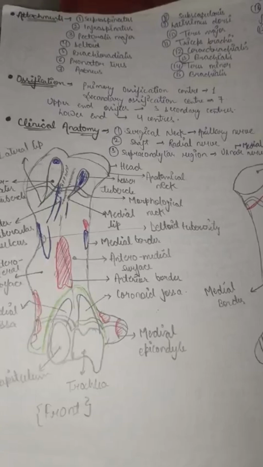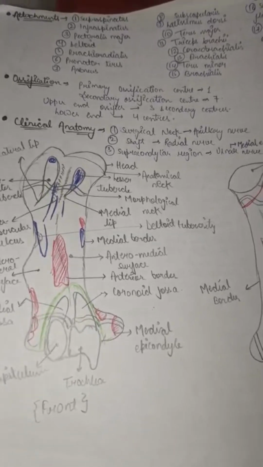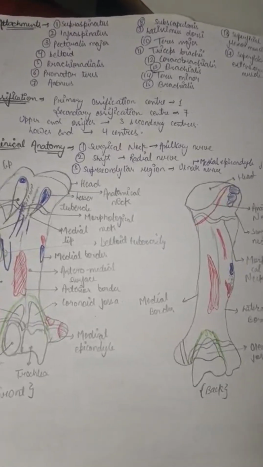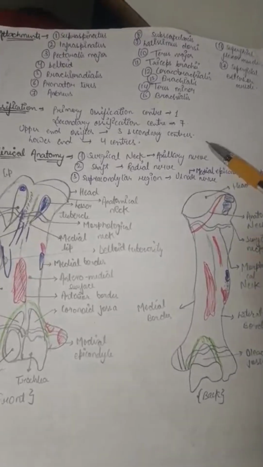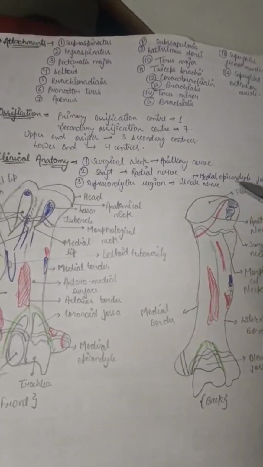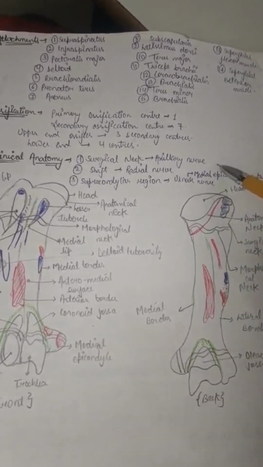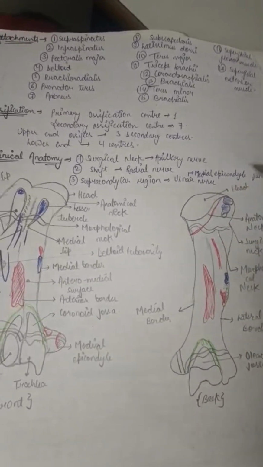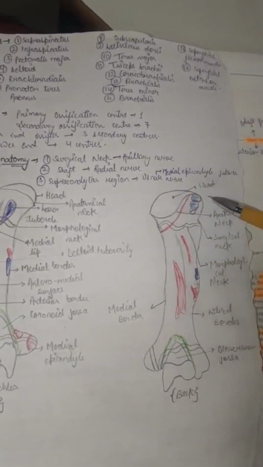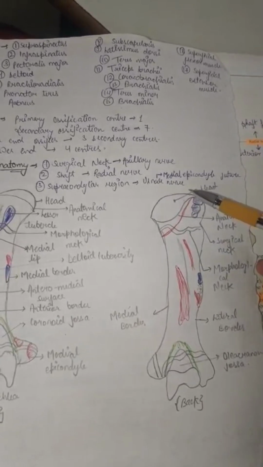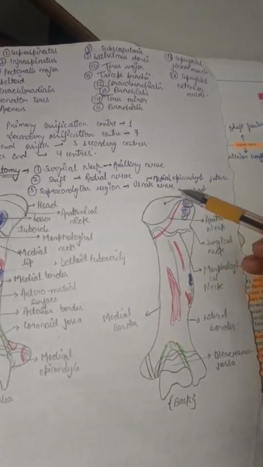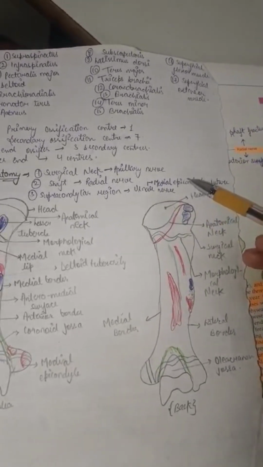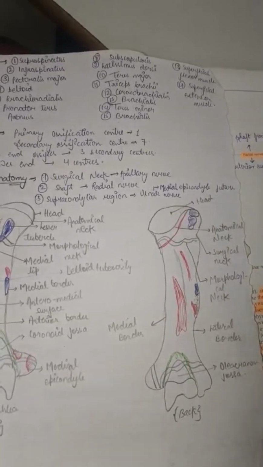Now we have the clinical anatomy of the humerus. The common sites of fractures of the humerus are the surgical neck, shaft, and supracondylar region. In the surgical neck, we damage the axillary nerve, in the shaft, we damage the radial nerve, and in the supracondylar region, we damage the ulnar nerve, which is known as medial epicondyle fracture.